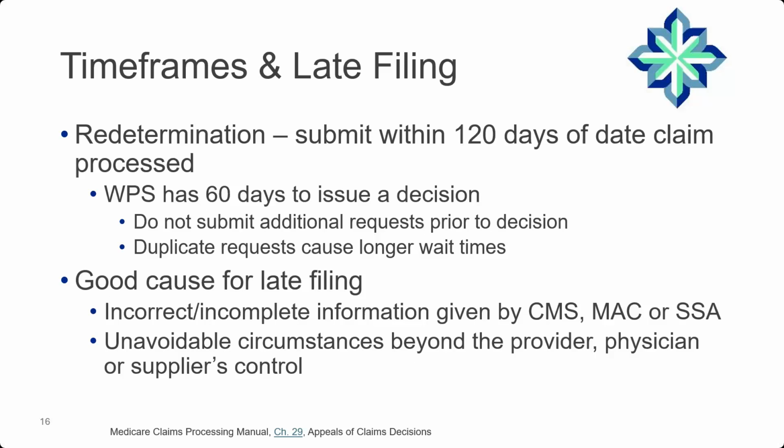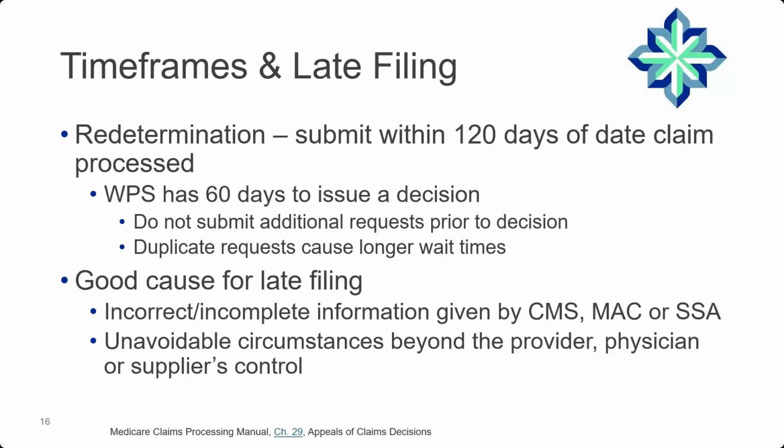Now, examples provided by CMS include circumstances beyond the beneficiary's control, such as an extended illness or communication difficulties, incorrect or incomplete information about the claim and/or appeal that was given to you by CMS, the contractor, or the Social Security Administration. And then also unavoidable circumstances that prevented the provider, physician, or other supplier from timely filing a request for redetermination. Examples that were provided by CMS include natural disasters.